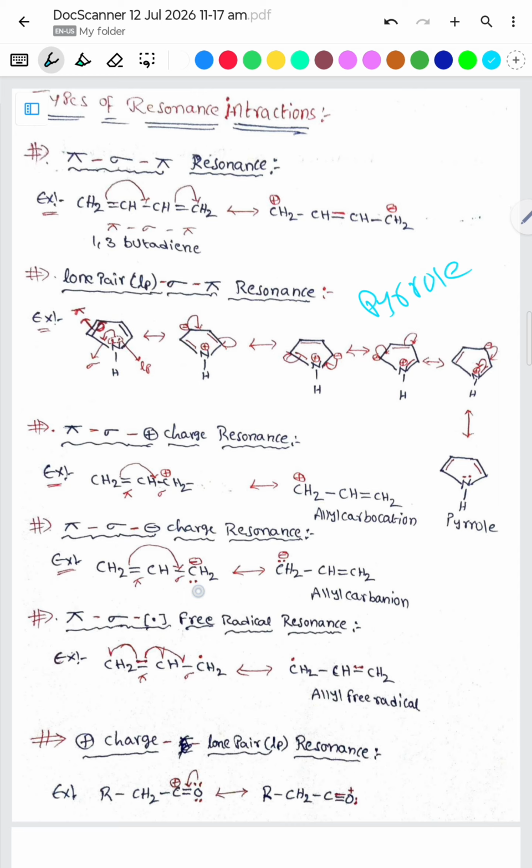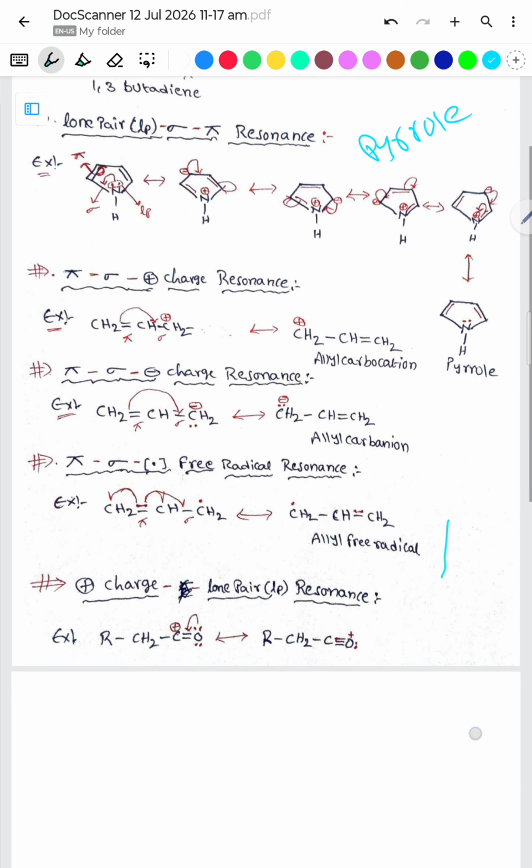Next, pi sigma positive charge resonance interactions. Example, the allyl cation. Next example, pi sigma negative charge resonance interactions. The example is the allyl carbanion. Next one, pi sigma free radical resonance interactions. If you take an example, that is the allyl free radical. In the allyl free radical, we observe pi sigma free radical type of resonance.